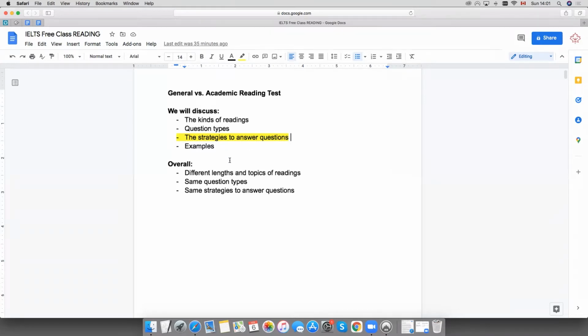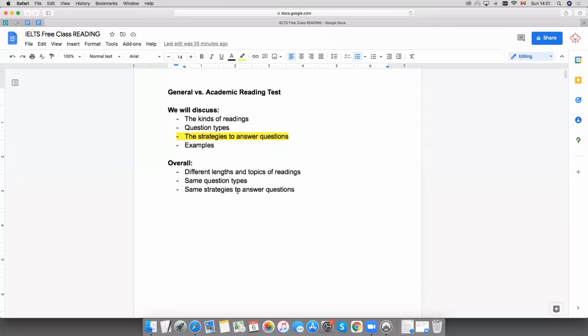Overall, the two tests are pretty similar. They do have different lengths of the reading. They have different topics, but the question types are the same, and the strategies that we use are the same. So what this means for us is that if we are studying for the academic test, the general test practice resources are useful for us. And the opposite as well.